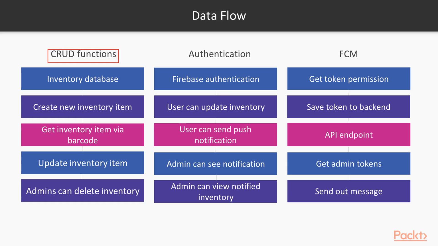One is for the CRUD functions. We can call it the inventory service. The other one is the auth service, which deals with all the authentication. And then the third will be the FCM service, where we have a service that deals with requesting the token, updating the token, and getting the backend to send the notification.